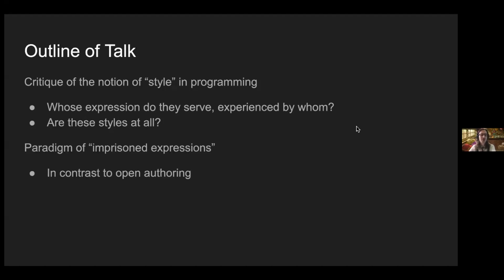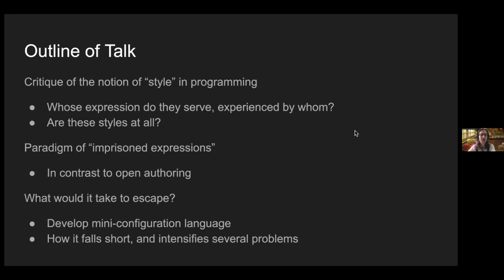And our critique is going to result in this claim that the underlying paradigm disguised by this notion of style is that programs consist of imprisoned expressions. And we're going to describe what we mean by that and contrast it to our notion of open authorship.